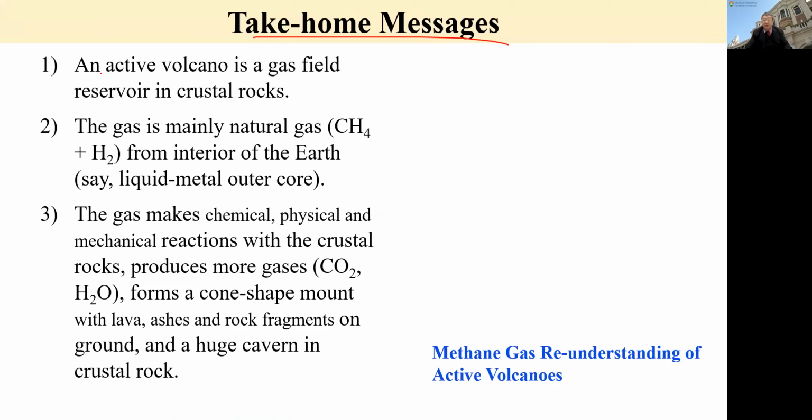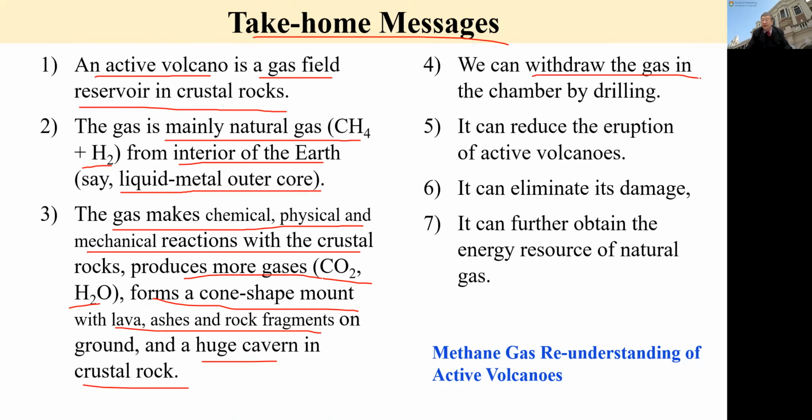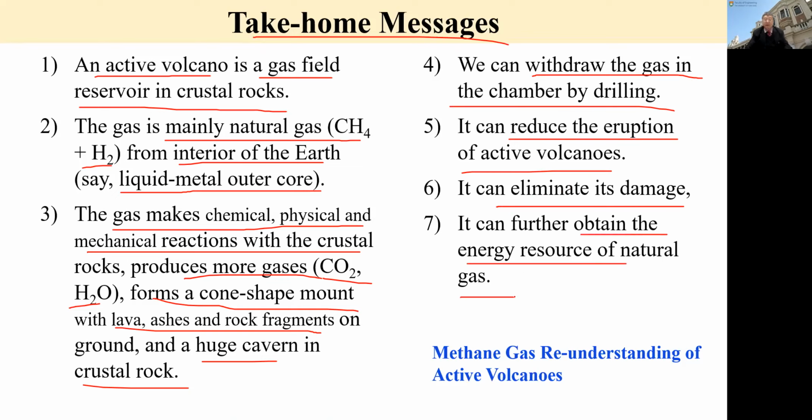So, take-home messages. An active volcano is a gas field reservoir in the crustal rocks. The gas, mainly methane, natural gas, CH4, and H2, hydrogen, comes from the interior of the Earth, the liquid metal hot core. The gas makes chemical, physical, and mechanical reactions with the crustal rocks or upper mantle rocks, producing more gases, CO2, H2, and others, and forms a cone-shaped mountain with lava, ash, and rock fragments from the surrounding rocks, with a huge cavern in the crustal rocks below the mountains. So we can withdraw gases from the chamber by drilling, and we can reduce eruptions of active gas. If we drill, the gas comes out beneath, then an active volcanic eruption cannot occur. We can eliminate damage, and we can further obtain resources of natural gas, methane and hydrogen.